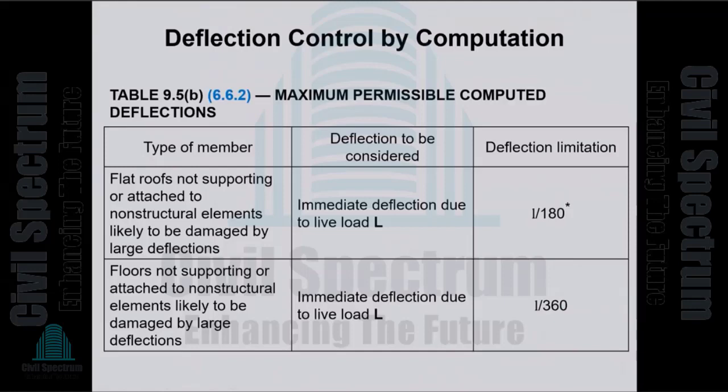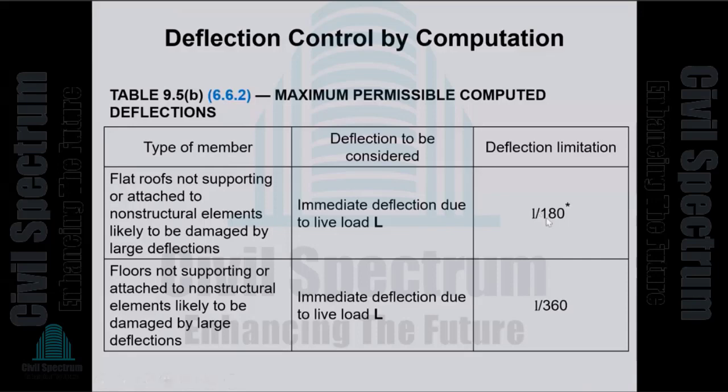Now, what are the deflection limits? So now you come to table 9.5B. There are two parts to the table: flat roofs not supporting or attached to non-structural elements likely to be damaged by large deflections, and then supporting or attached to non-structural elements likely to be damaged by large deflections. If they are likely to be damaged, we have tighter limits, L over 360. If they are not likely to be damaged, then it is L over 180. Those limits, very importantly, apply to immediate deflection due to live load.